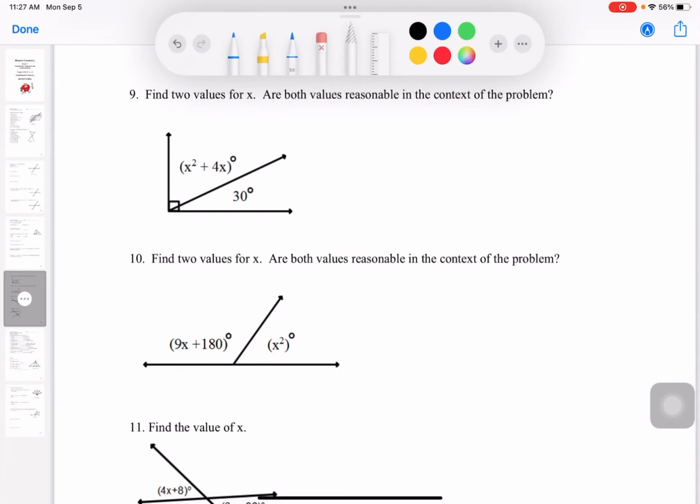I'm going to go over homework 5-2, problems 9, 10, 11, and 12. Problem number 9. Find two values for x. Are both values reasonable in the context of the problem?